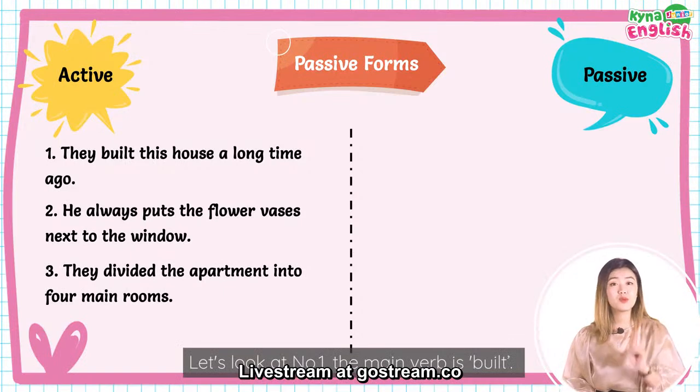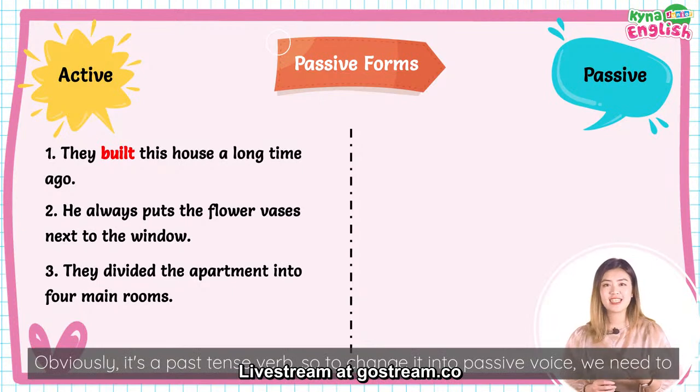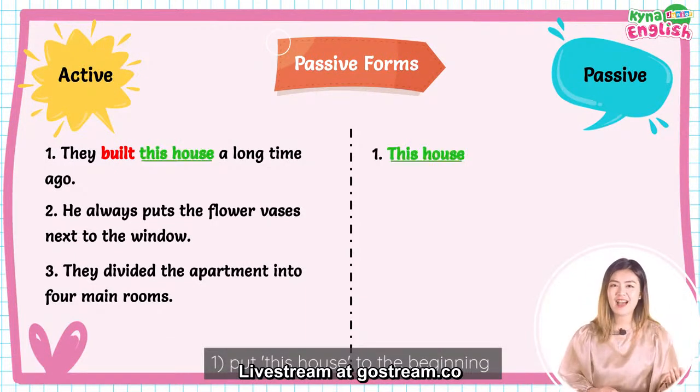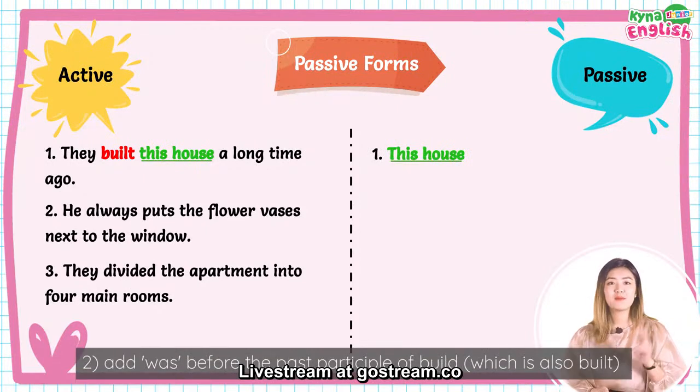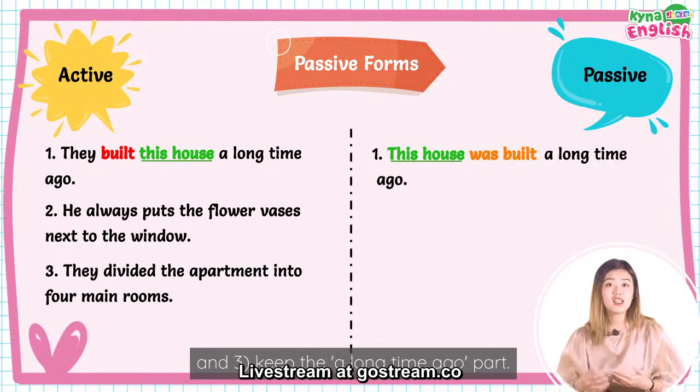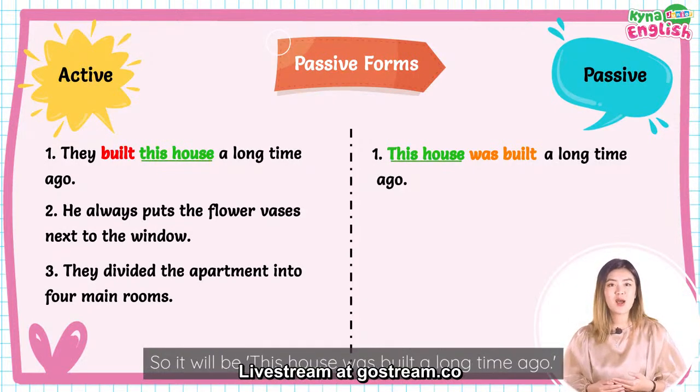Let's look at number 1. The main verb is built. Obviously, it's a past tense verb. So, to change it into passive voice, we need to, number 1, put this house at the beginning. Number 2, add was before the past participle of build, which is also built. And number 3, keep the "a long time ago" part. So it will be, "This house was built a long time ago."